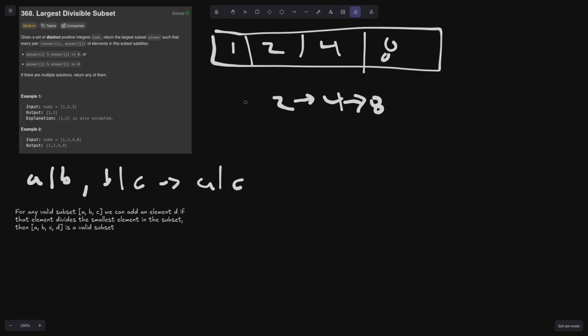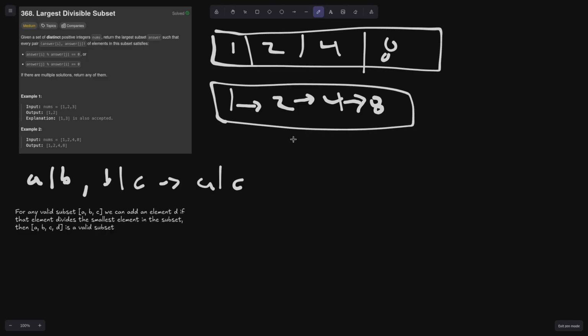And as we can see from here, this is actually a graph problem where, if we continue this, we want to find the largest possible path, and that would be our answer. So in this case, 1 to 2 to 4 to 8 would be our answer. So if we make this a big division graph, what is the longest path?